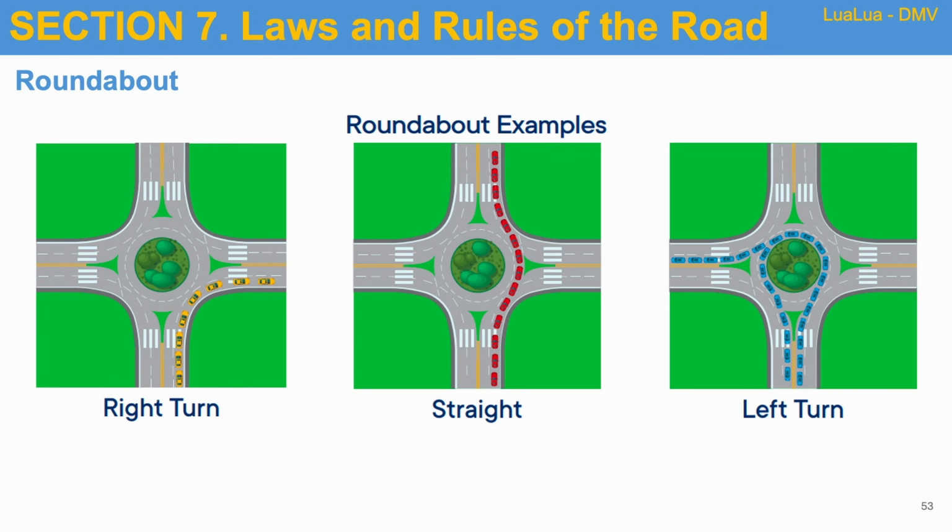1. Turn right, yellow car. Choose the right lane and exit in the right lane. 2. Go straight, red car. Choose either lane. Exit in the lane you entered. 3. Turn left, blue car. Enter and continue driving until you reach the exit in the direction you choose.